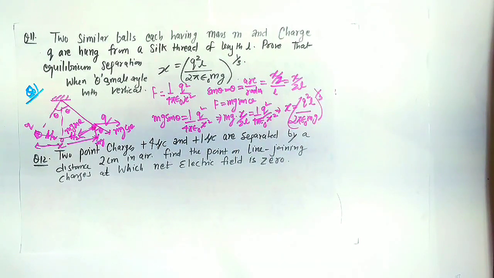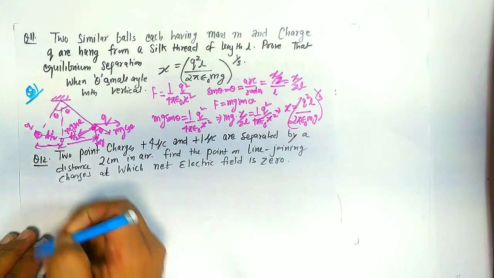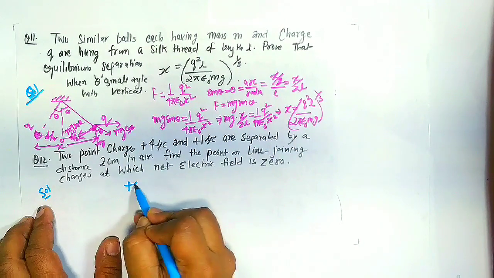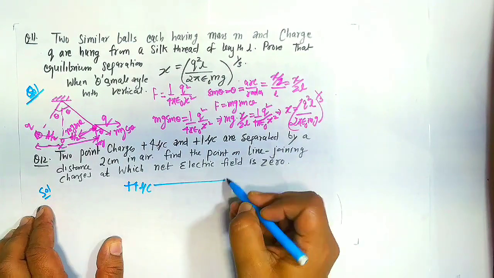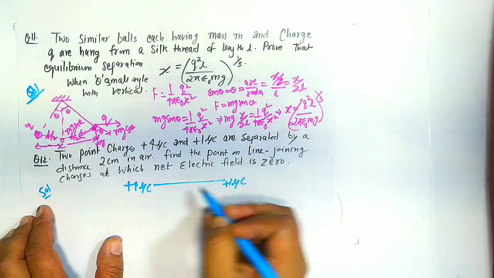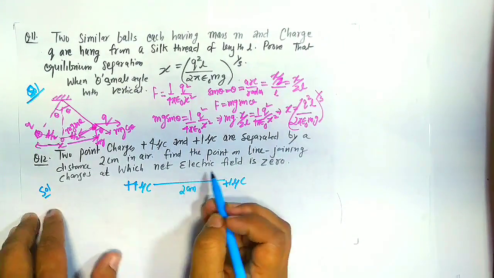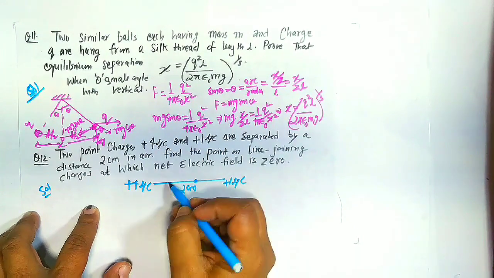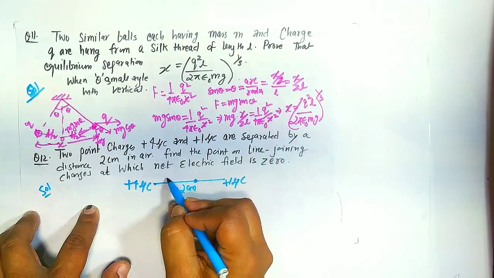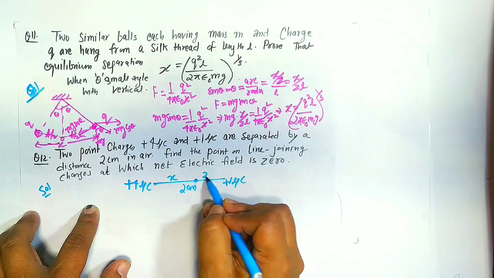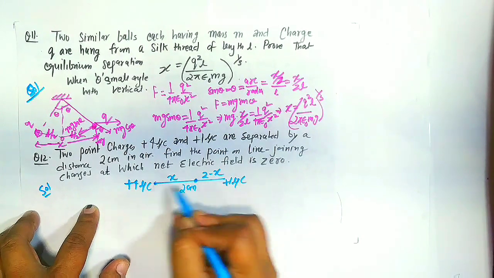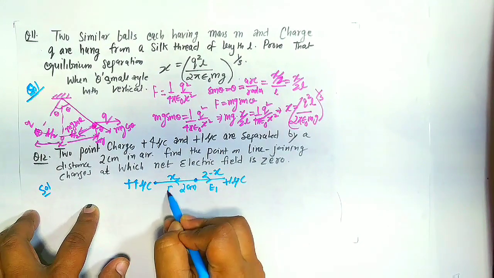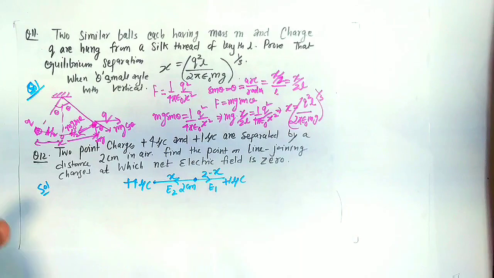And the last one is very simple. There are two charges, plus 4 microcoulomb and plus 1 microcoulomb. They are separated by 2 centimeter. Find the point on the line joining them where the net electric field will be 0. Somewhere near the 1 microcoulomb charge. So say this is x, and this will be 2 minus x. So the net electric field: the direction of E1 will be on this side and E2 on this side, away from the positive charges.